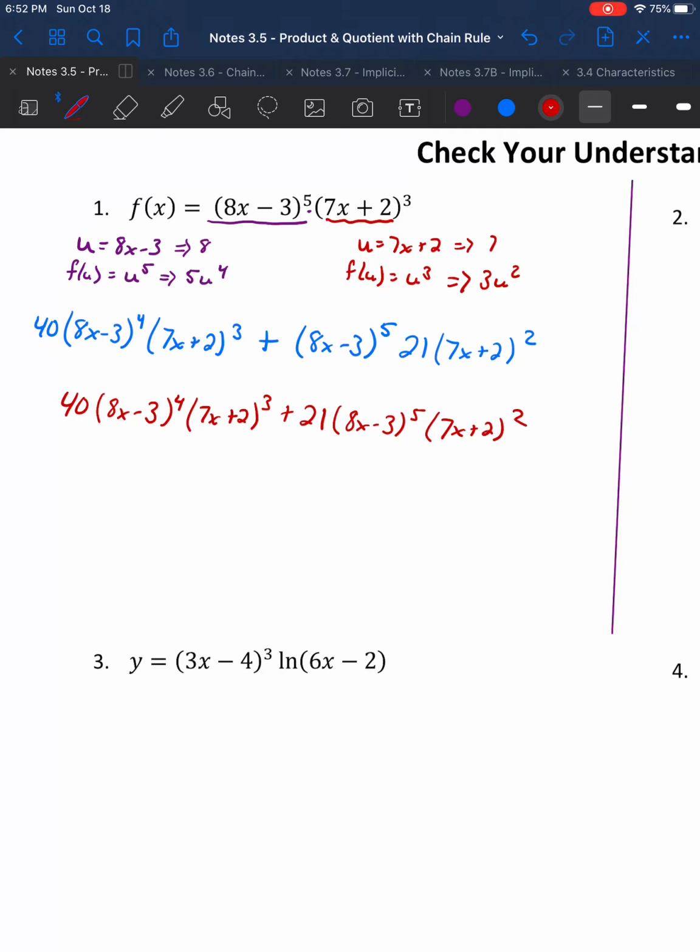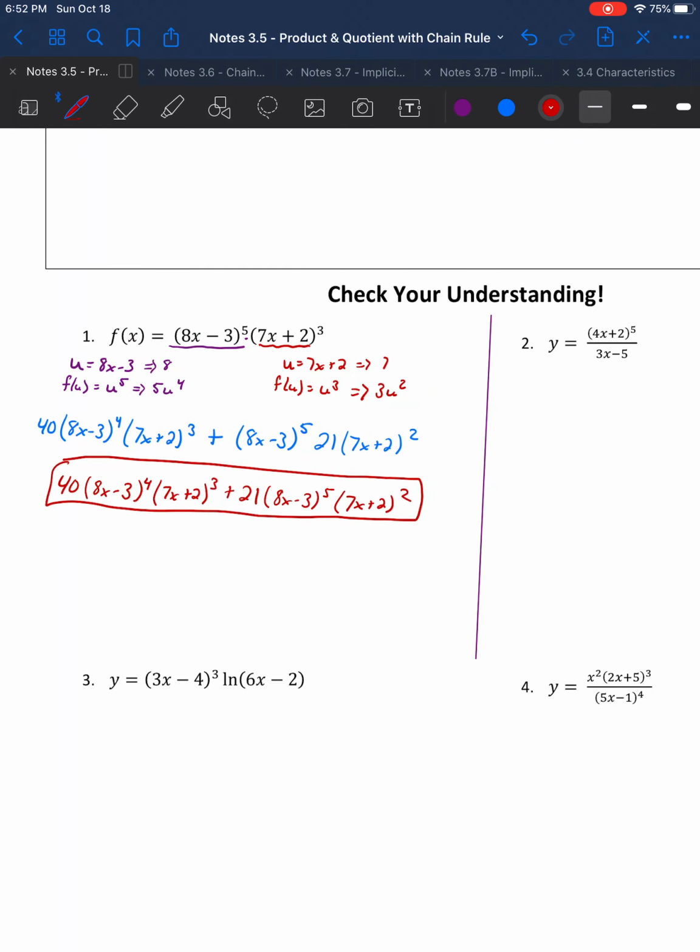And then only because I'm weird and I don't like having that number smashed randomly in the middle, I'm going to rewrite my problem just to make it look a little bit nicer. Okay, all right, so there is a product rule with a chain rule.